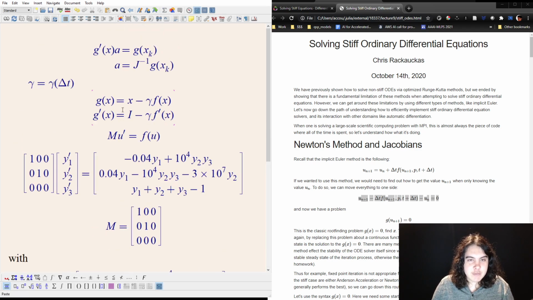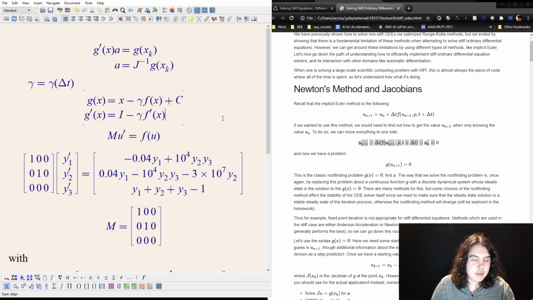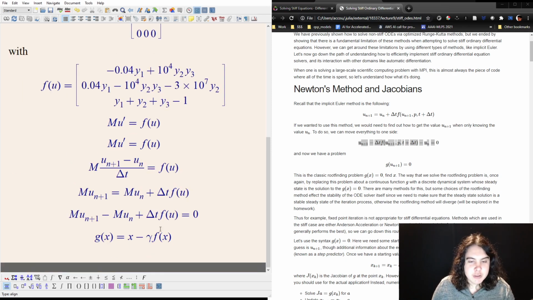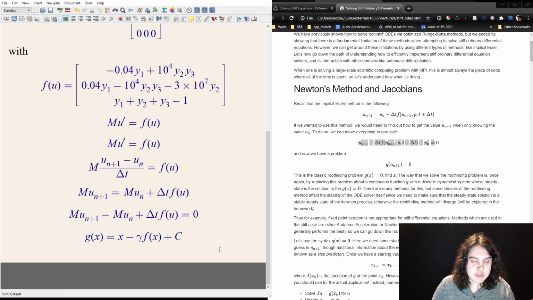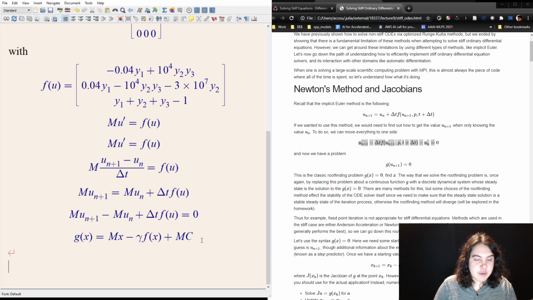If we're to define g of x, before we started with g of x equals this, and I just kind of dropped off the constant. So I guess there is a constant here, and when you take the derivative, the constant falls off. There is a constant here, and it's a function, and also has an m in front of it. So in this case, we have m times x minus gamma f of x still, plus m times c.